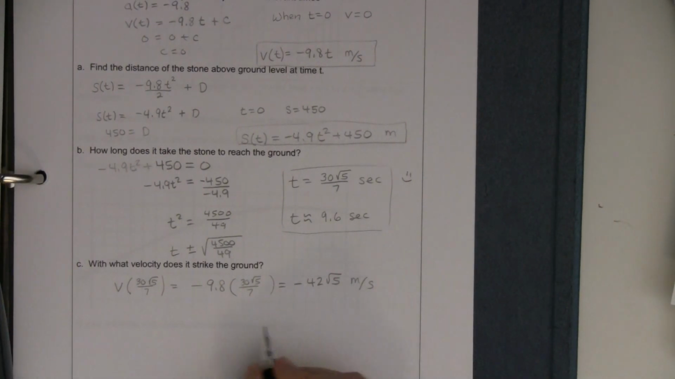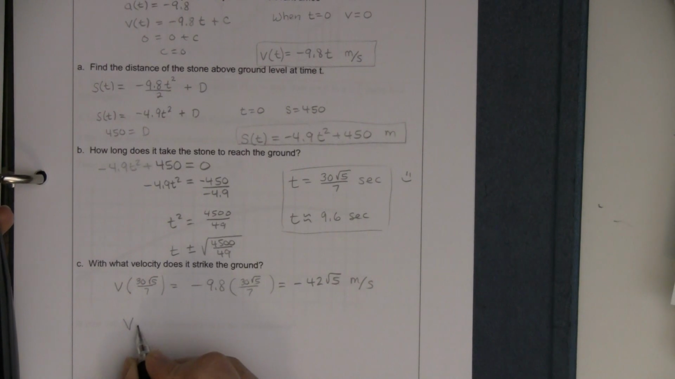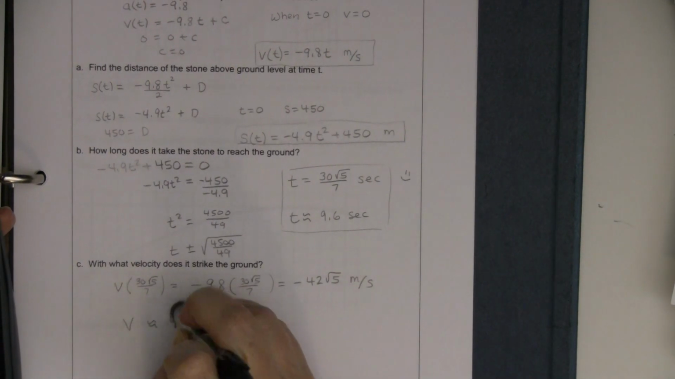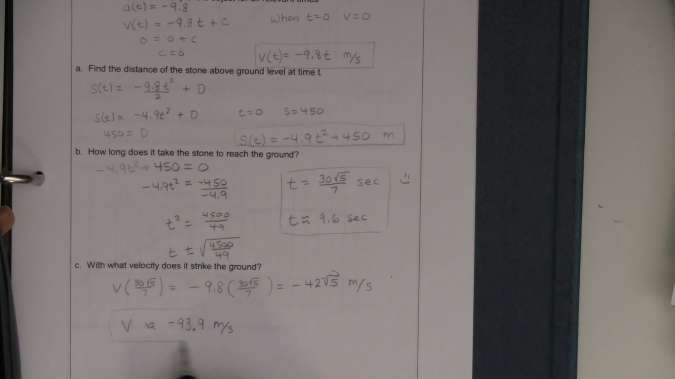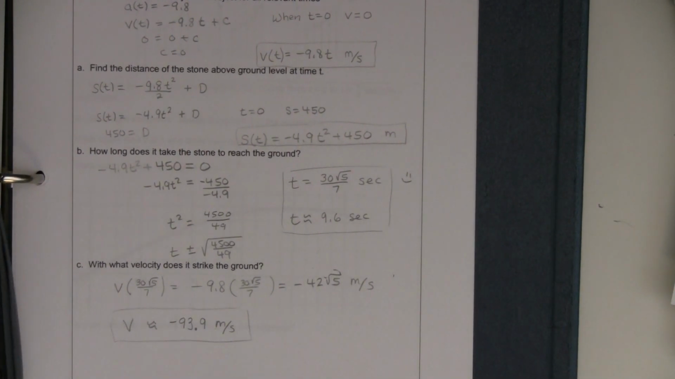And with S to D, that velocity is approximately 93.9. I lost my negative. Could happen to you. Negative 93.9 meters per second. So approximately, that's our velocity. Velocity could be positive or negative. The negative tells you the direction, it's going down.